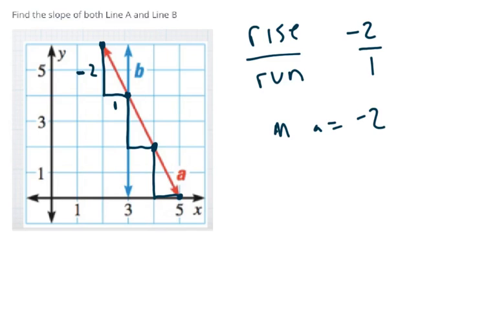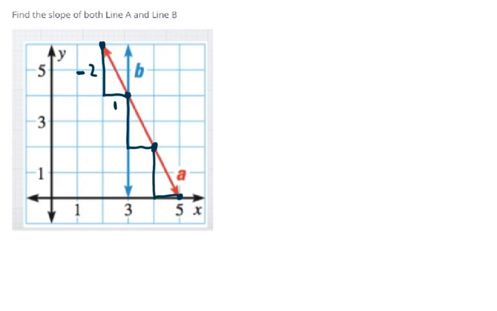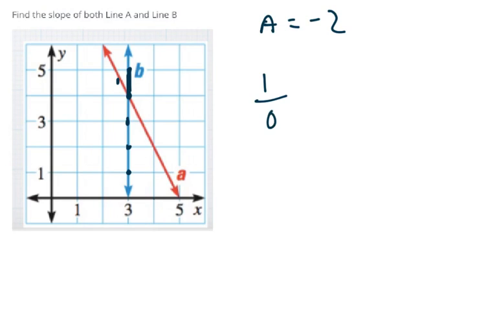So I'm going to clear all this off. We have our slope for A is -2, and then our slope for B we have to figure out as well. Now this one's a little different because if we mark points that they go through, it's just a straight line. So for example, our rise would be 1, right? And our run would be 0 because we're not running at all.